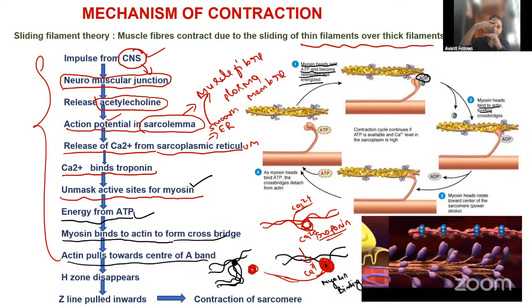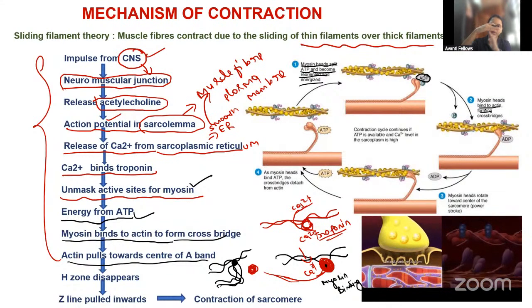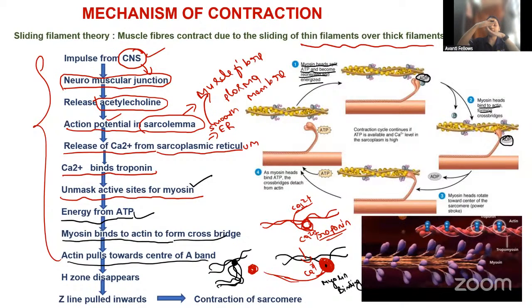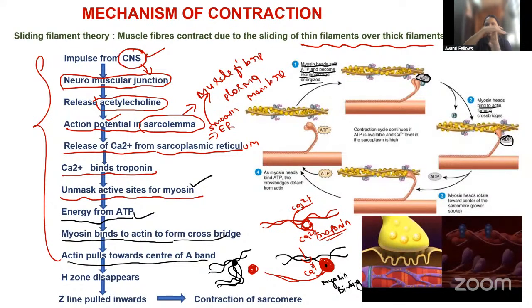So binding of the myosin head to the actin is called the cross bridge. And here you can see ADP is there. After binding the myosin to the actin, now this myosin will move the actin. It will move the actin like this. Now the actin is moved.